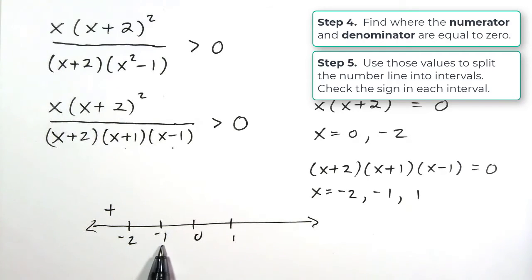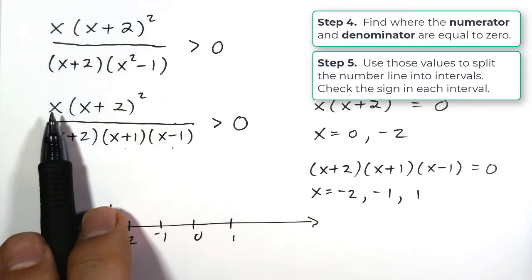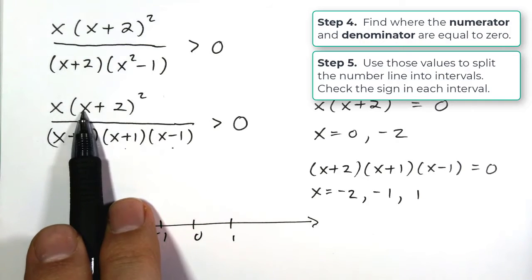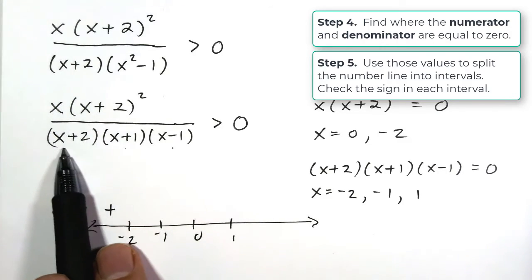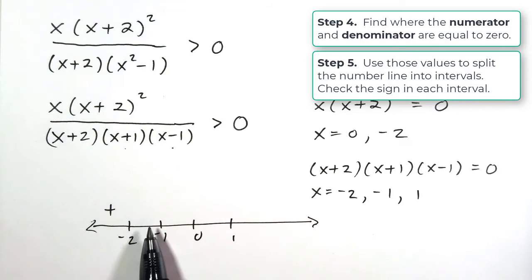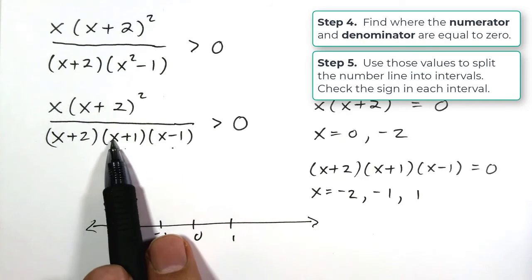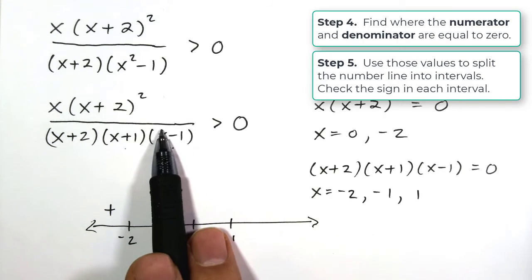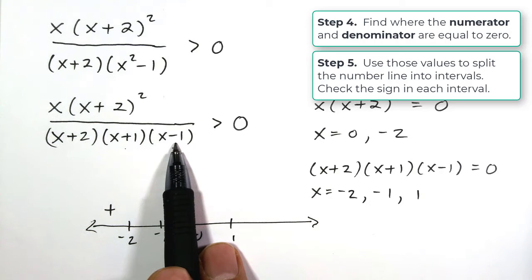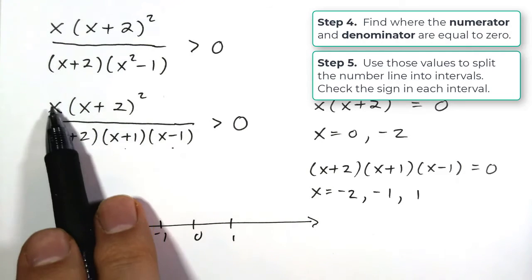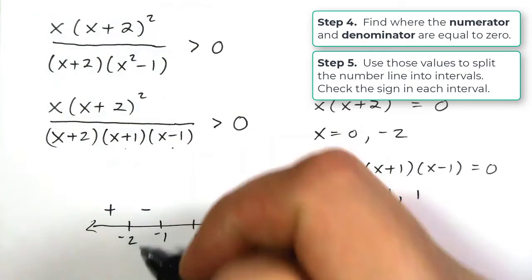Now, what about in this interval between -2 and -1? Well, this is negative, and this will be positive, so the numerator is negative. What about the denominator? Well, if I'm greater than -2, this term is positive, but I'm in this interval, so I'm less than -1, so this one is negative, and this one's negative. Positive times negative times negative, well, that's a positive. So I have a negative divided by a positive. That means we're negative.